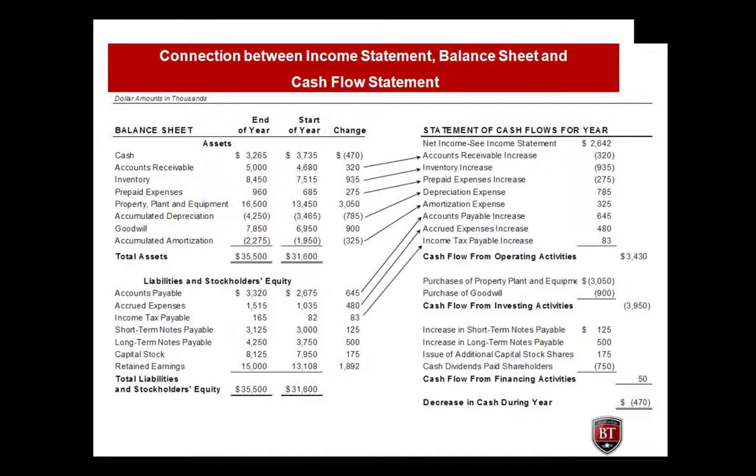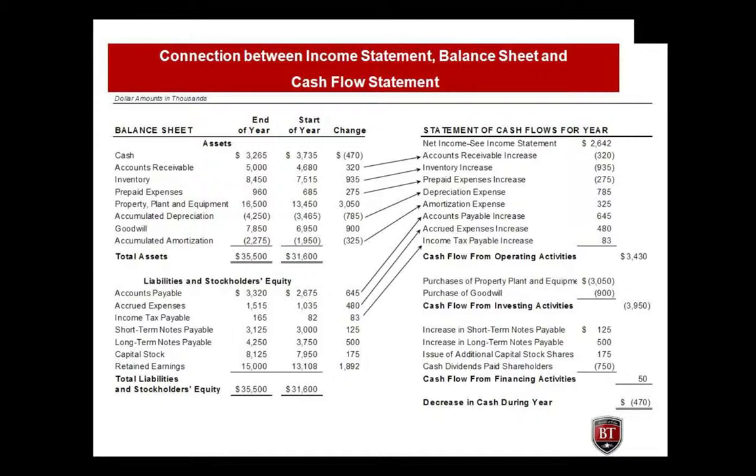Depreciation and amortization. The company pays for them when it buys them. This year, no cash outlay. Balance is positive 785 and positive 325, which equals positive 1,110. Accounts payable. Paid last year, accounts payable 2,675. Not paid 3,320. Balance is positive 645.